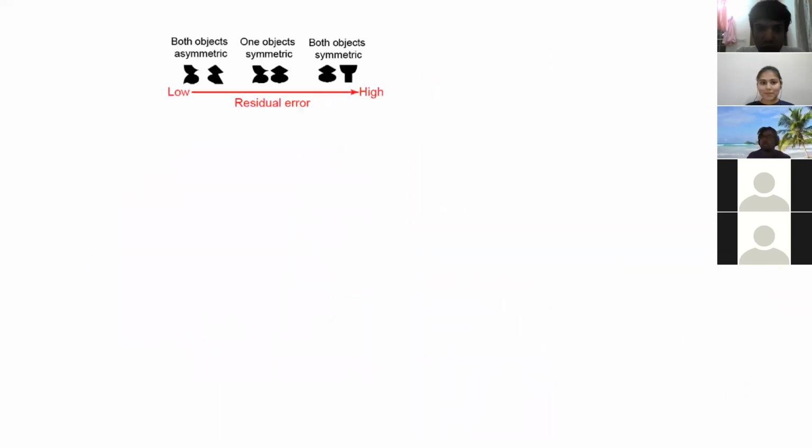So the idea is, if we compute the residual error, which is the mean squared error, the squared difference between the model predictions and the observed human dissimilarities, will that show any correlation with how symmetric the objects are, right? For example, we might expect that the residual error is high if both objects are symmetric compared to when both objects are asymmetric. So we need to compute a measure of symmetry now for each object pair.